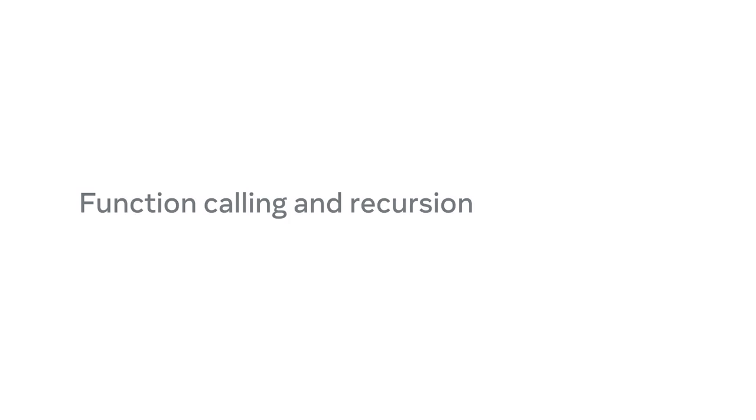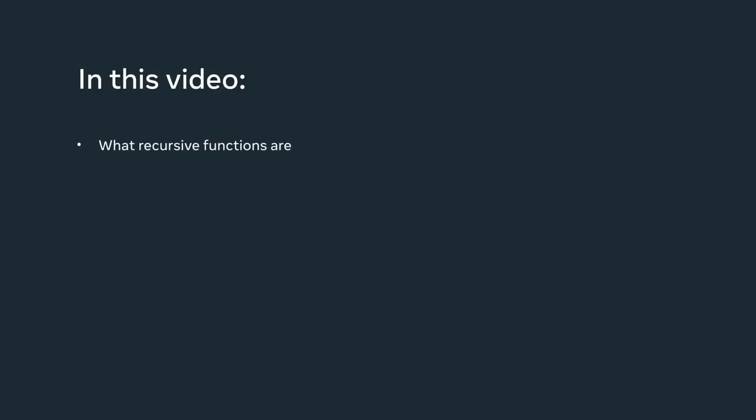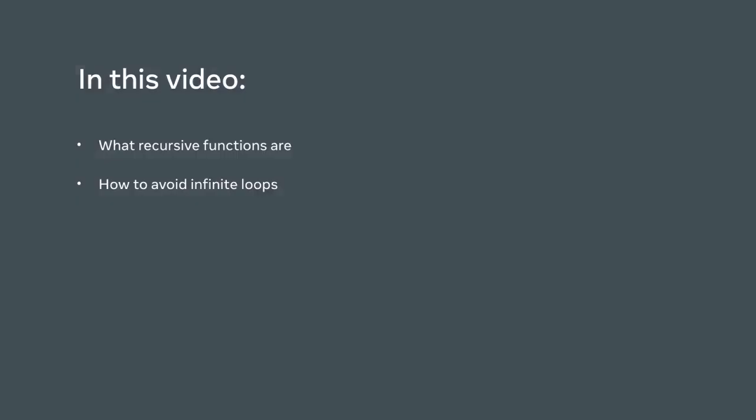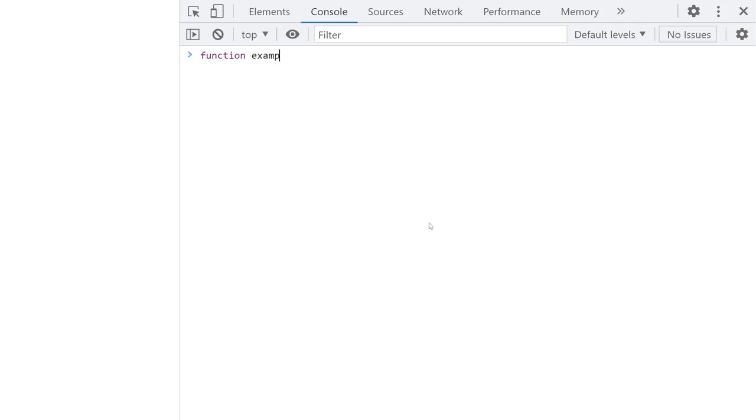Thank goodness. In JavaScript, functions that repeat tasks are similarly helpful unless they run endlessly. In this video, I'll demonstrate what recursive functions are and help you understand how to write them properly to avoid getting stuck in an infinite loop. To call, invoke, or execute a function means instructing it to follow the code inside of it one line at a time. To demonstrate, let's first build an example.